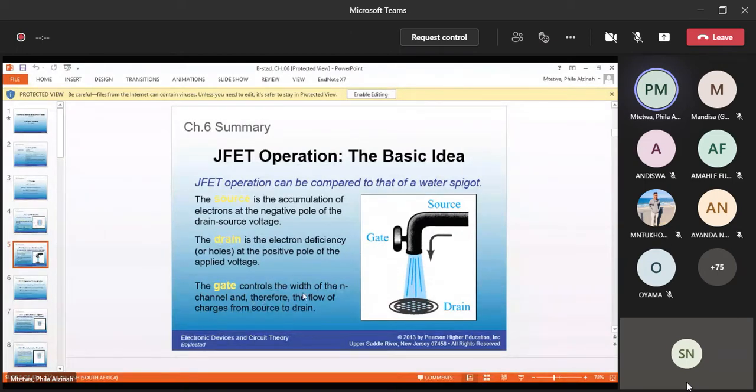As I mentioned on the previous slide, the gate is the one that controls the width of your channel. So your electrons will be attracted from the source through to the drain on the channel, depending whether your channel is made up of P or its N material, so whether it's made up of your electrons. So that's how the current flows. The current flows from the source to the drain.